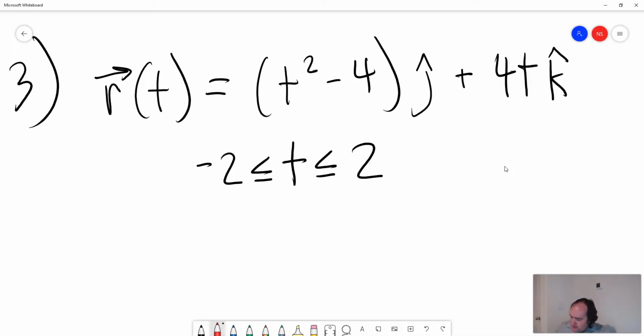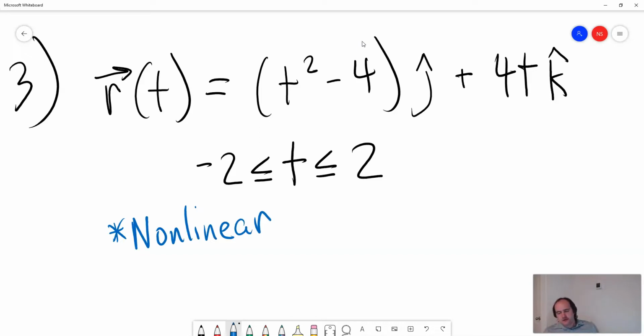So first of all, you should notice that this equation is nonlinear because we have a power here. It's t squared. t squared minus 4 is nonlinear. Okay, and then the question is, what kind of shape is it going to have? Well, you can plot points, and that'll be fine. But the only thing is, what kind of shape do you think it's going to have? Well, this is a parabola. t squared minus 4 as our j component is a parabola.